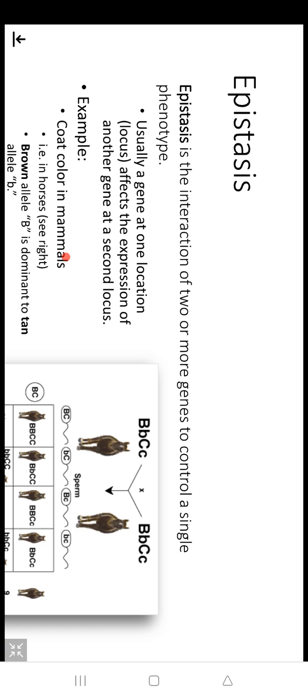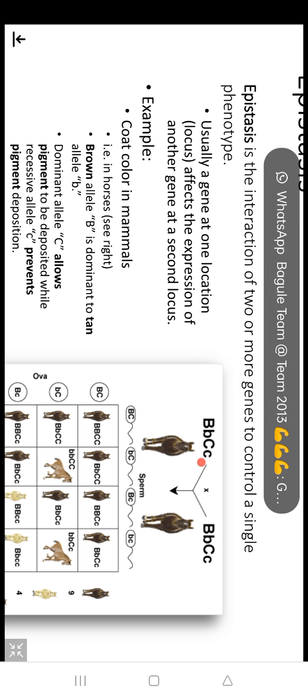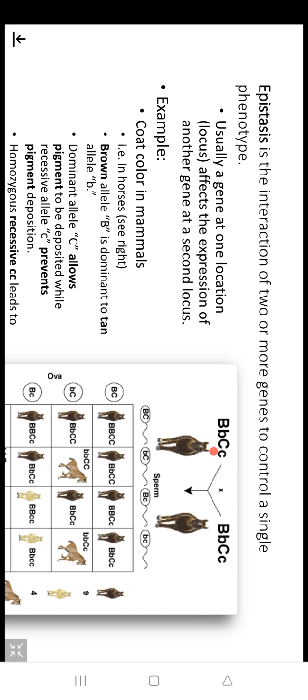Epistasis is actually the interaction of two or more genes to control a single phenotype. Two or more genes interacting to control a single phenotype. We can talk about an example. It's not in humans, but for example, coat color in horses. You find that there are two genes. Actually, you have the genes at locus B and locus C. So two genes. This is one locus, with two alleles, B and b, then C and c. This is one locus, another locus. So they actually interact to control the coat color of the horse.